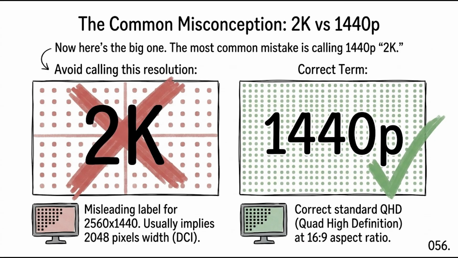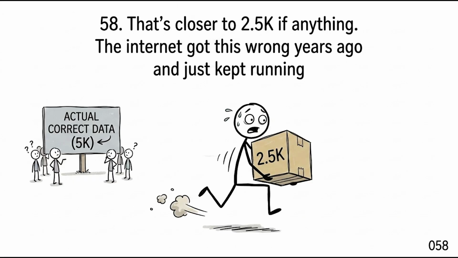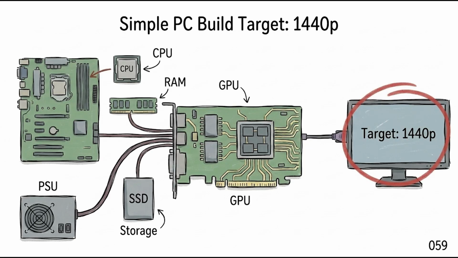Now here's the big one. The most common mistake is calling 1440p 2K. It's not. 2K actually refers to 2048 by 1080, a digital cinema standard. 1440p has 2560 horizontal pixels. That's closer to 2.5K if anything. The internet got this wrong years ago and just kept running with it. If you're building a PC right now, 1440p is probably exactly where you should land.